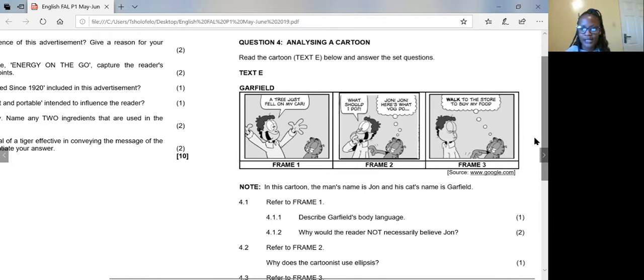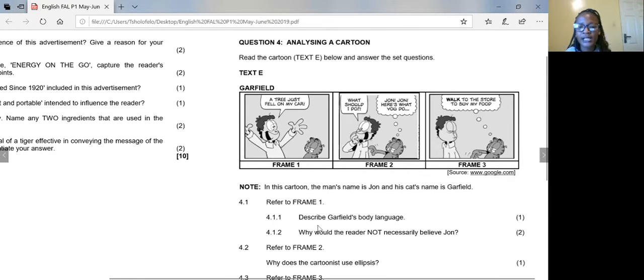Grade 12 learners, English FAL learners, do not be lazy to read the question in totality. Practice question interpretation. The examiner is guiding you. He's saying you must refer to frame 1. That means we have to deduce, if not extract, all our responses from frame 1. So 4.1.1 and 4.1.2, all our answers are going to be deduced from frame 1.